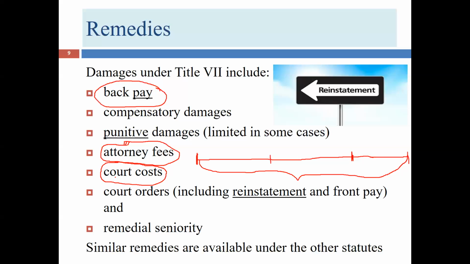The loser in this case could be the plaintiff. So while the plaintiff never has to pay the defendant's attorney's fees, even if the plaintiff loses, the court costs the plaintiff would have to pay.